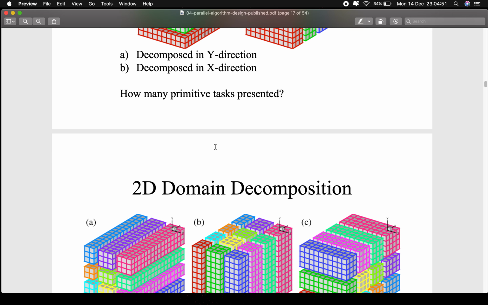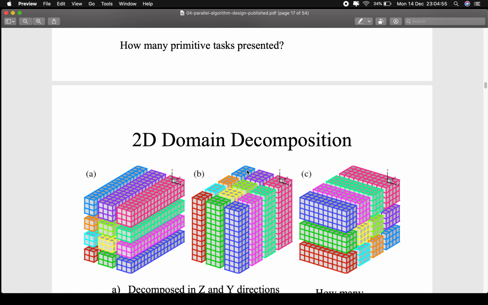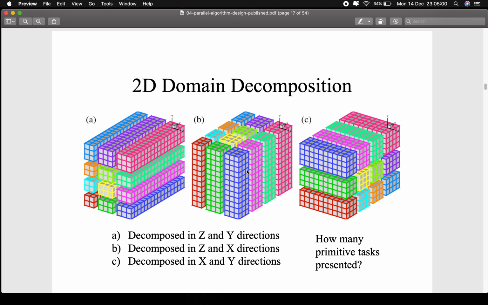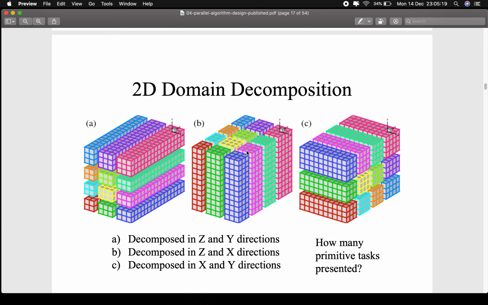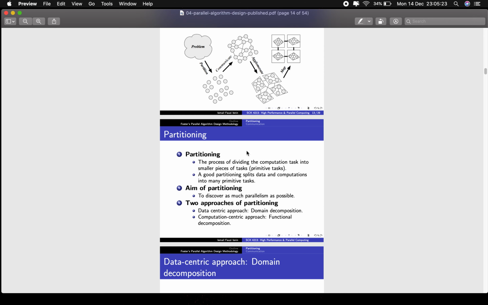And if you compare to the 2D domain decomposition, you can see it has become larger. There is a tree which is a decomposition in the Z and Y direction, and then Z and X, and then the XY direction. So how many primitive tasks are present for each of these? You can calculate it on your own.